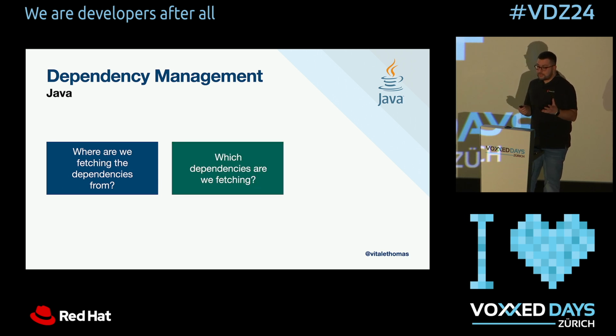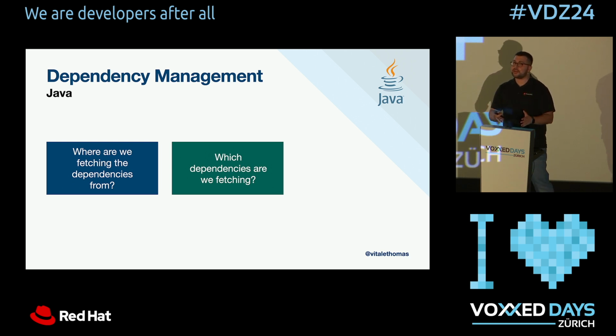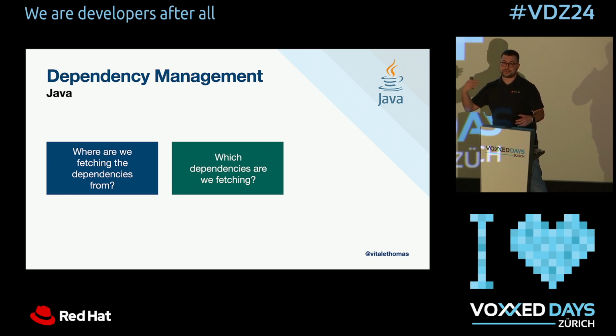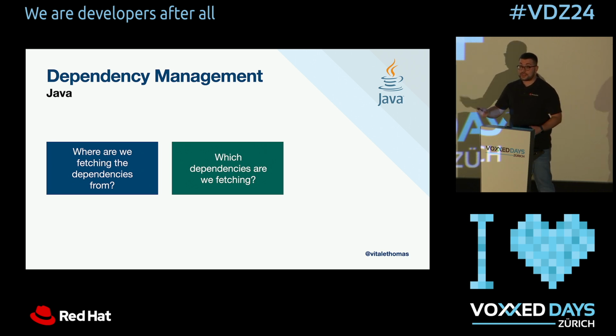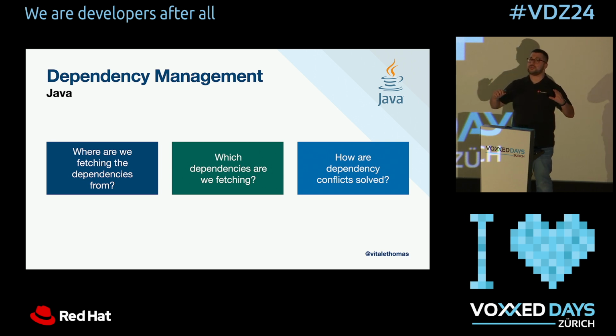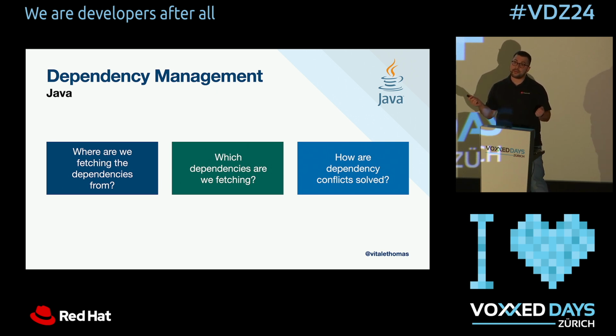And then the next one is, which dependencies are we fetching? Because we might see a list in our POM XML file or build Gradle file, but each of those dependencies then have transitive dependencies, which have transitive dependencies, which have transitive dependencies. And I could continue for the rest of the day like that, because there are that many dependencies, and we want to have a way to visualize them all. And finally, if there's any conflict, how do we solve those? Because two transitive dependencies could be the same library, but with two different versions. So are we really sure about which one our build system, Maven or Gradle, will pick?